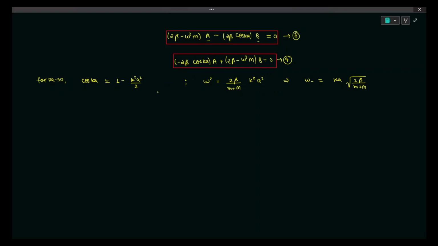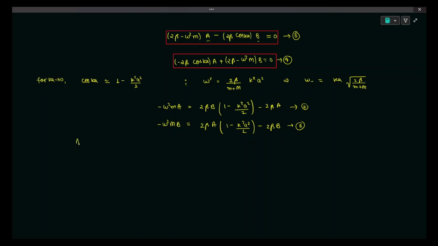So what we will get is minus omega square small m capital A equal to 2 beta B, and the value of cos ka in this approximation is 1 minus k square a square divided by 2, and here minus 2 beta A. Also, if you substitute in equation 4, you will get minus omega square capital M B equal to 2 beta A times 1 minus k square a square divided by 2, minus 2 beta B. So these are equations 7 and 8.